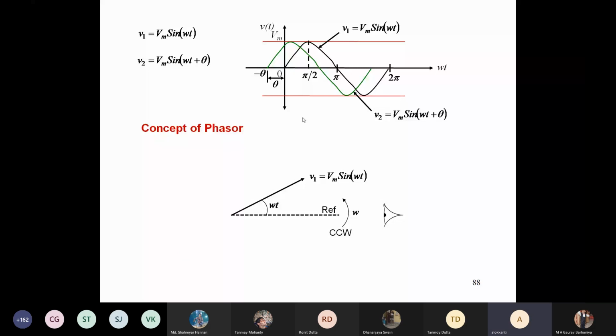Now with respect to this, V2 is Vm sin(omega t plus theta). What is the meaning of this? V2, with respect to V1, is theta angles ahead. But the magnitudes are the same. So this is basically V2.